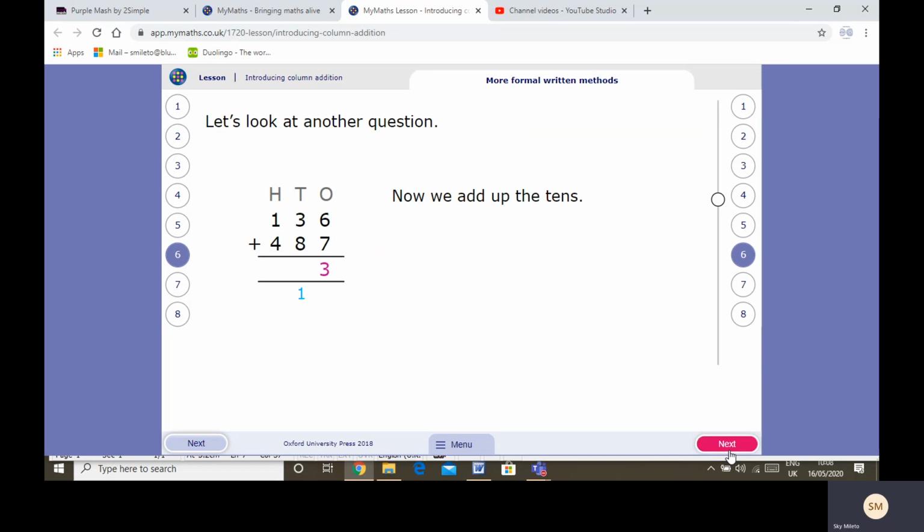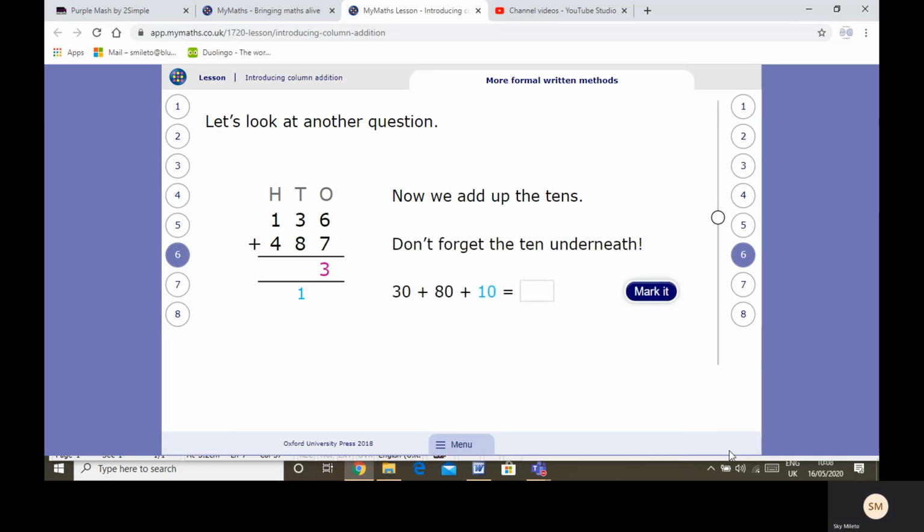Now we add up the tens. So we've got 30 plus 80 plus 10, because we've got the 8 and the 3 in the tens, and then we've got 1 extra 10 from the ones. So 80 plus 30 would equal 110, sorry, plus 10 would equal 120.